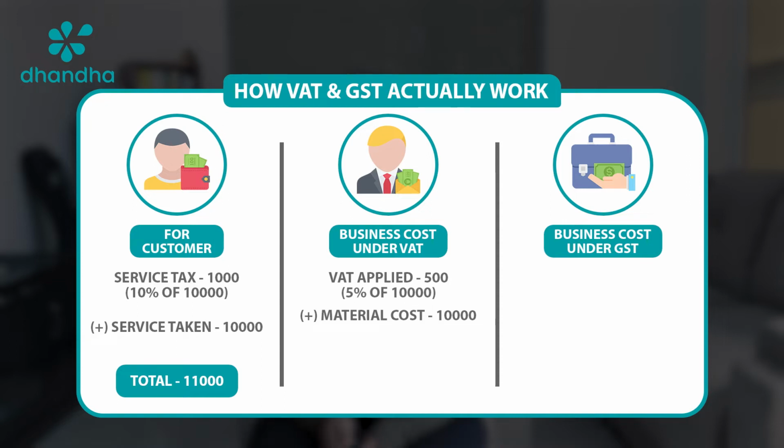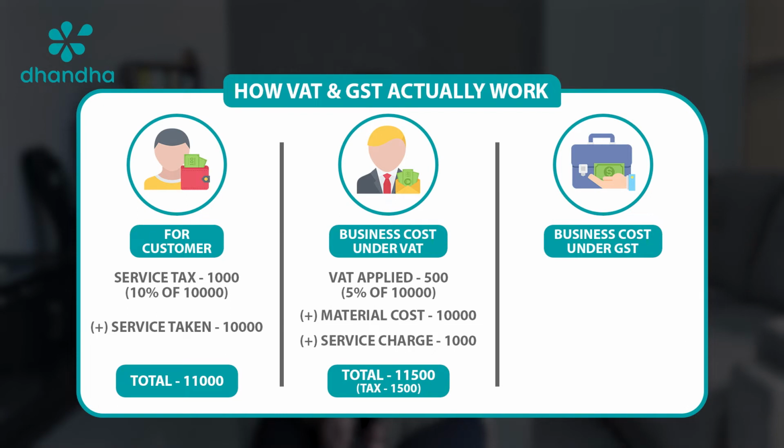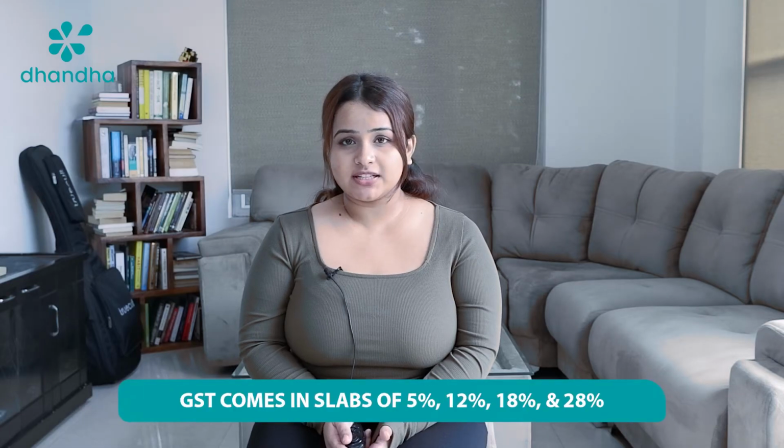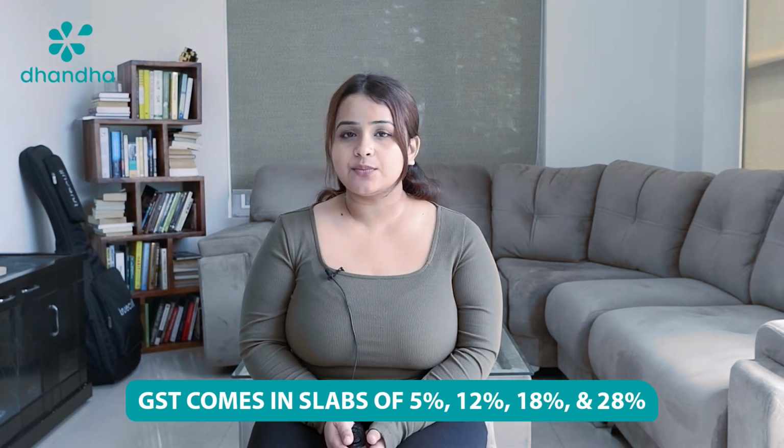Now, under VAT, his total output service tax would be 1,000 rupees on the services and then 500 rupees on purchasing materials, making it 1,500 rupees of tax in total. But under the GST system, the tax would be, say, 18% on Rs 10,000 worth of services provided. That becomes 1,800 rupees of tax. And the GST paid on materials would be subtracted, that is 500 rupees in this case, making 1,300 rupees of the total tax. GST comes in slabs of 5%, 12%, 18% and 28%.